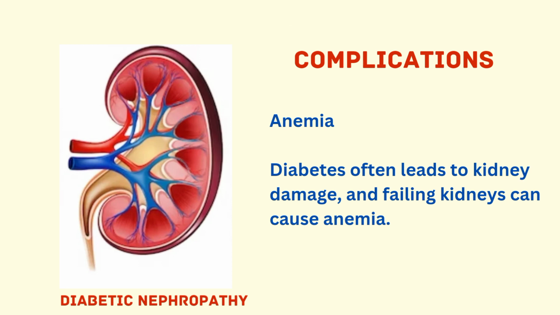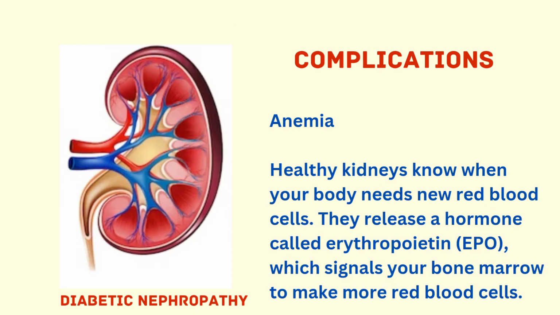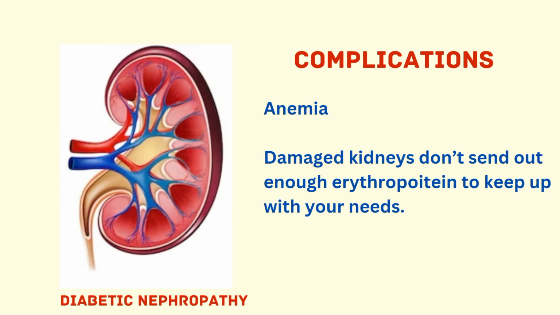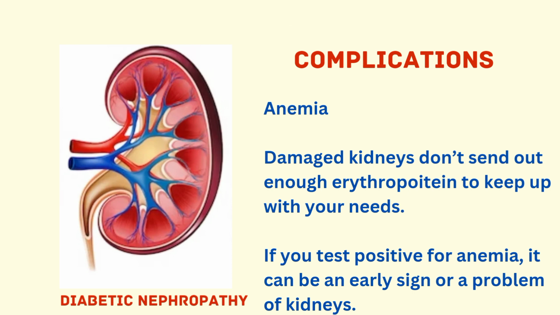Next complication is anemia. Diabetes often leads to kidney damage, and failing kidneys can cause anemia. Healthy kidneys know when your body needs new red blood cells. They release a hormone called erythropoietin, which signals your bone marrow to make more red blood cells. Damaged kidneys don't send out enough erythropoietin to keep up with your needs. Anemia can be an early sign of a problem with the kidneys.